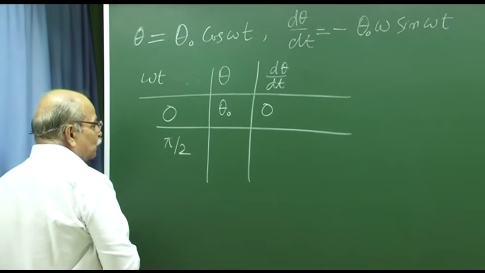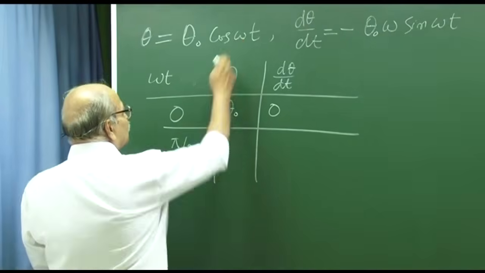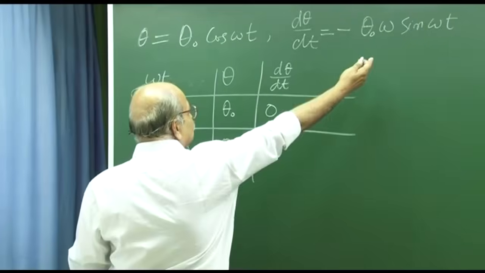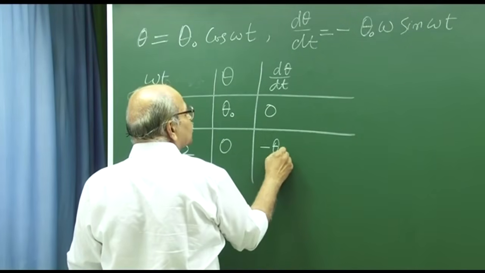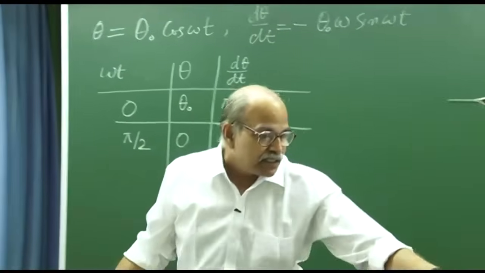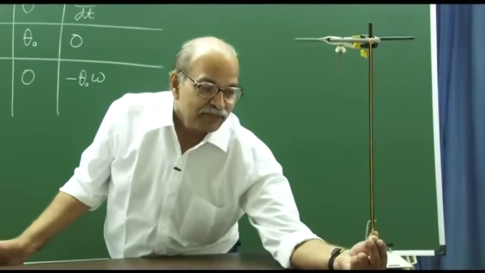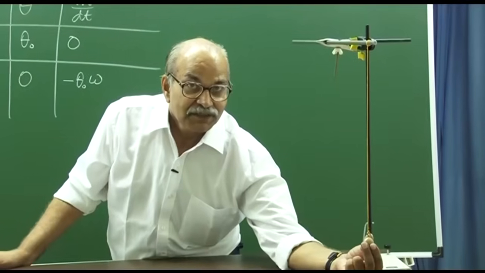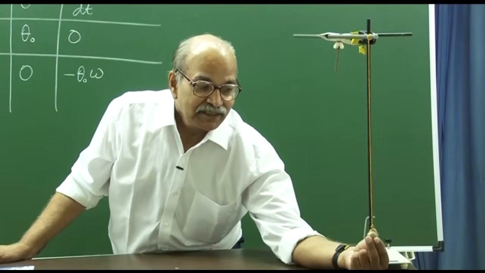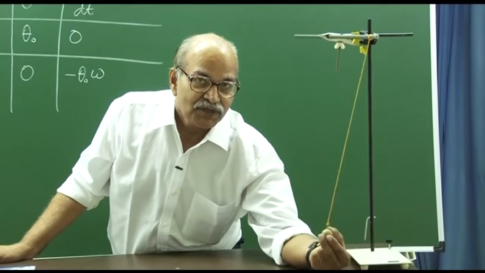Suppose it is pi by 2, what happens? Cos of pi by 2 will be 0 and sine of pi by 2 will be 1. So, it is minus theta naught omega. Theta equal to 0 means during the oscillation, it has come to the middle point, to the equilibrium position. It is going in which direction? It can go towards left, it can go towards right.